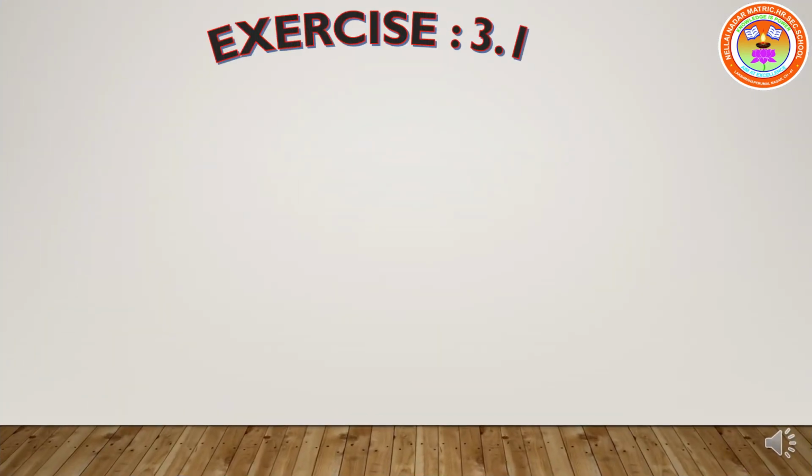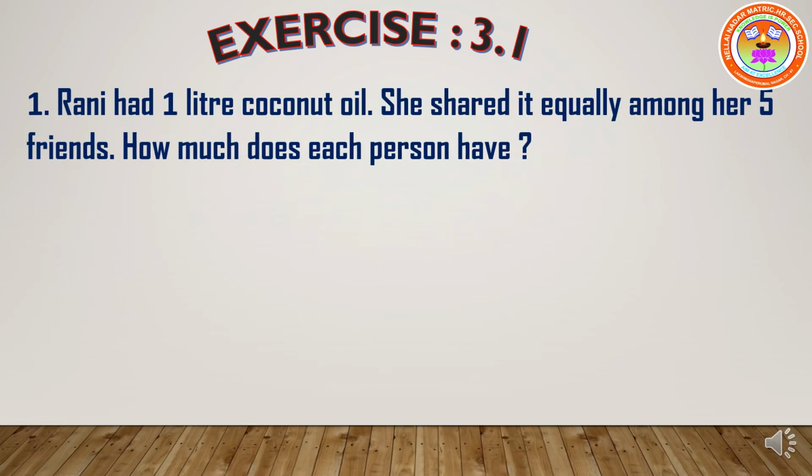Now let us move on to exercise 3.1. Question number 1. Rani had 1 liter coconut oil. She shared it equally among her 5 friends. How much does each person have? So Rani has 1 liter of coconut oil and she is sharing it equally among 5 friends. Now we have to find how much each person gets.